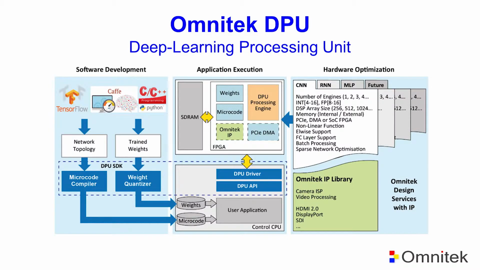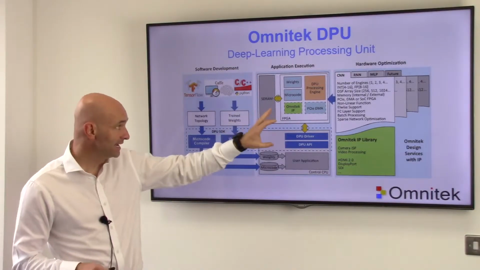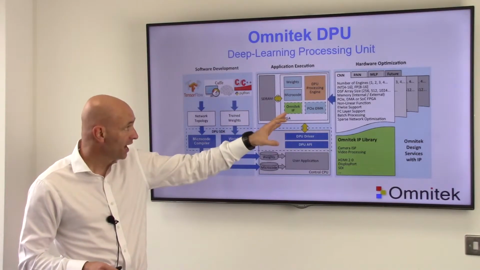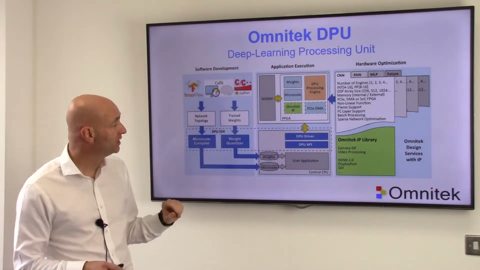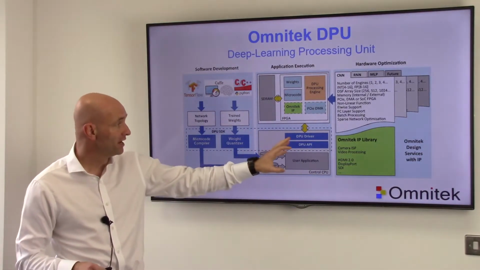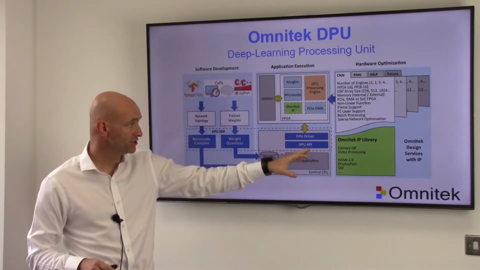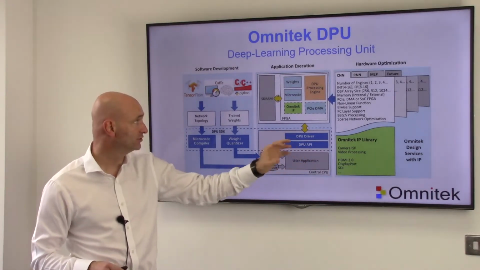Here you can see the overall system diagram of the DPU. On the right you can see that we can configure the IP and create highly optimized IP, and this is created by Omnitech. We can configure for different workloads and so on, and also add our own video processing and vision IP to create complete system solutions.